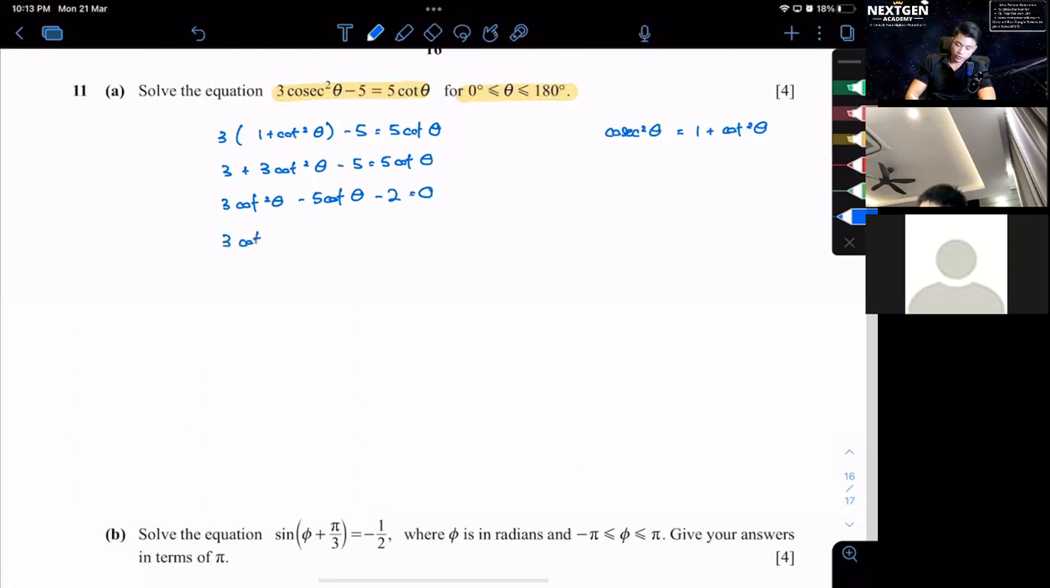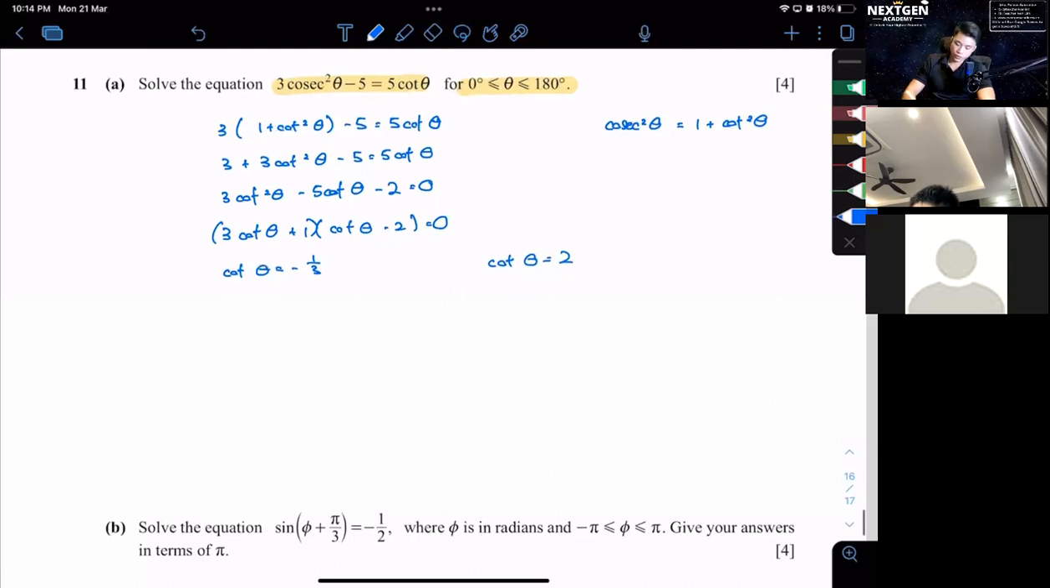So it will be (3 cot theta plus 1)(cot theta minus 2) equals 0. You can let cotangent theta equal to u or whatever value also can, but you don't have to. So cotangent theta equals negative 1 over 3. Cot theta equals 2. Okay, we move it a bit here, so a bit more space.